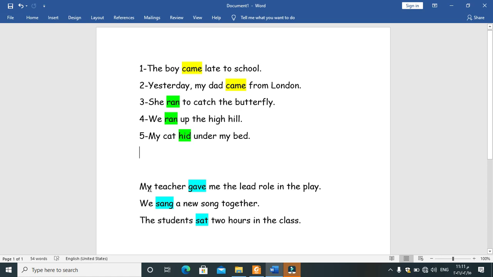Okay, my teacher gave me the lead role in the play. You see the verb give here? My teacher gave me the lead role in the play. What about sang? We sang a new song together. What about sat? The students sat 2 hours in the class.